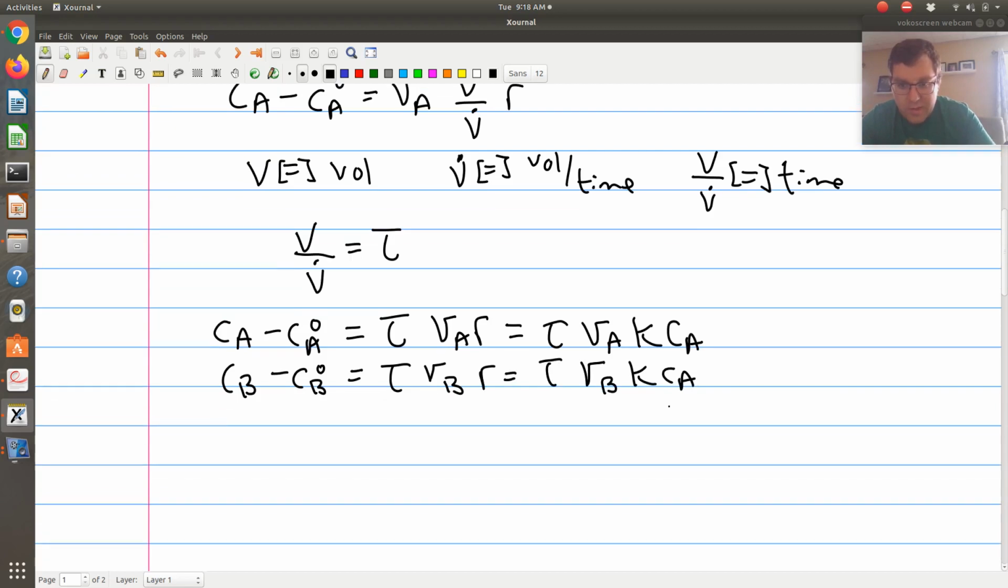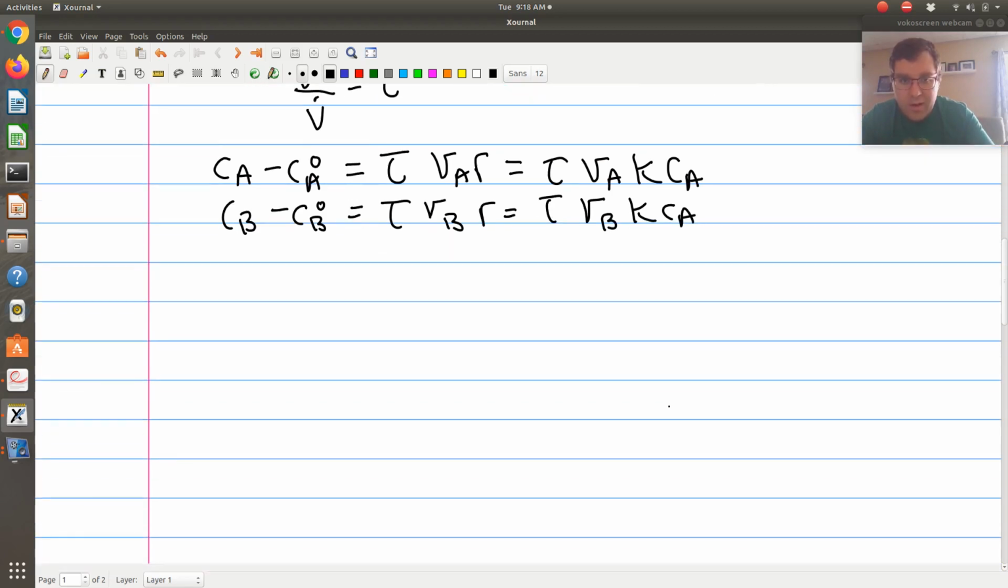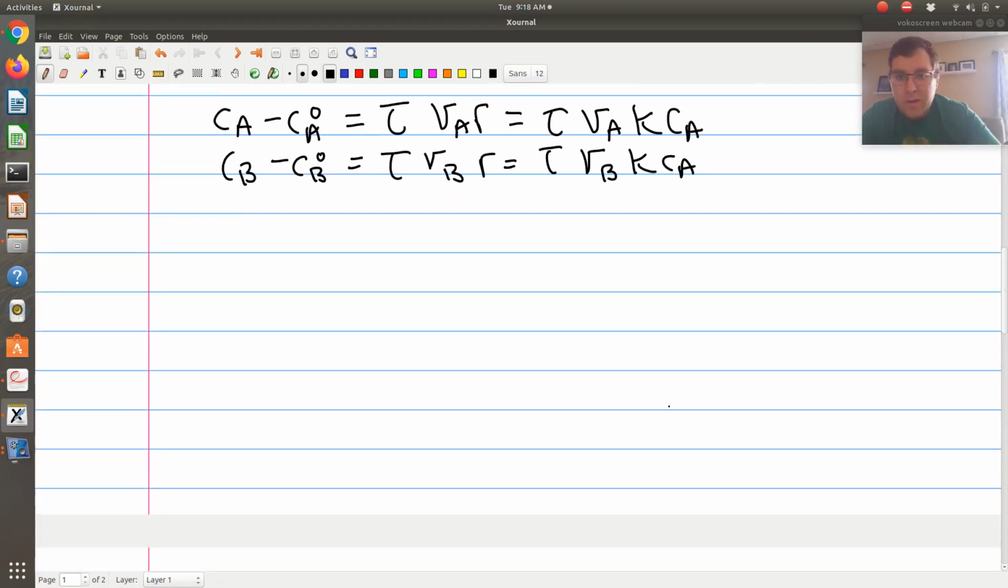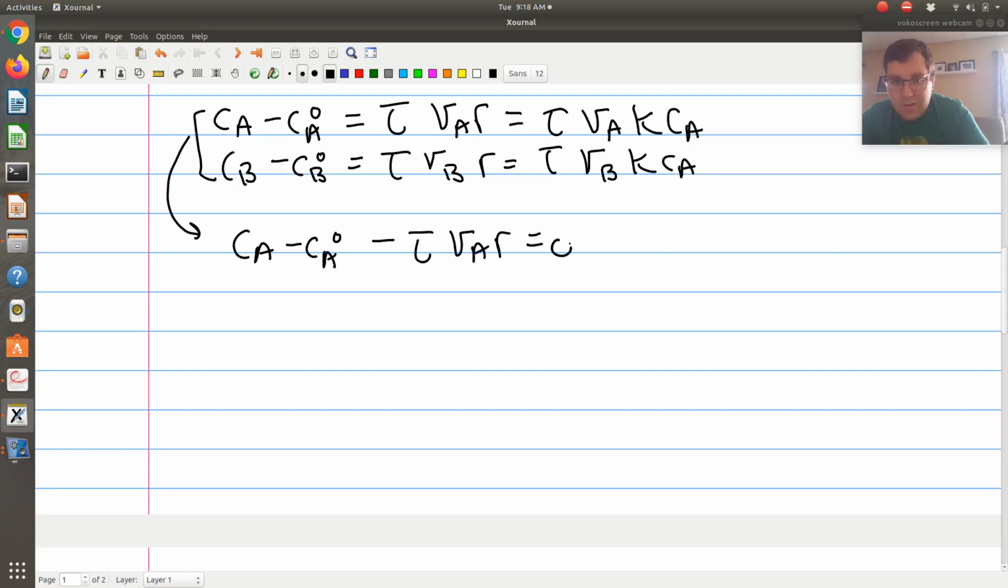Now thinking about this in the context of our problem, these are what are going to comprise my error functions. How I would convert these to error functions is this is equivalent to CA minus CA naught minus tau nu AR is equal to 0, and CB minus CB naught minus tau nu BR is equal to 0.